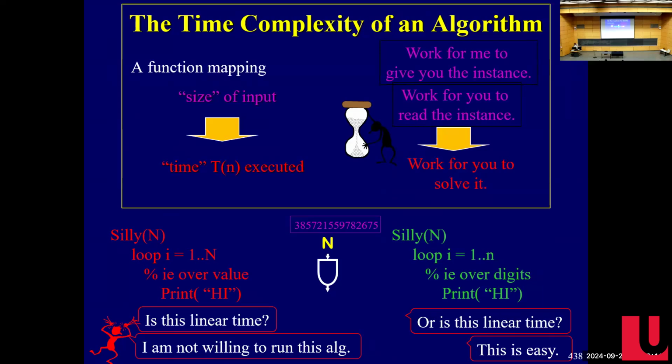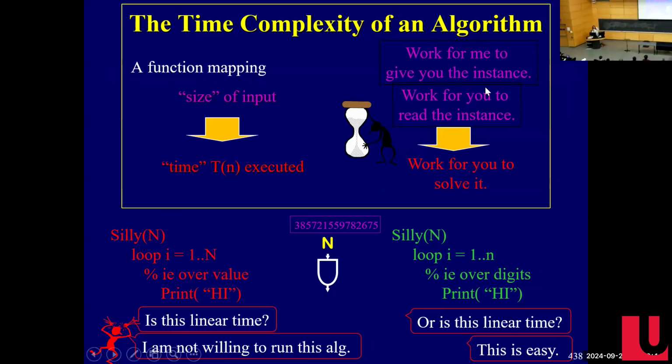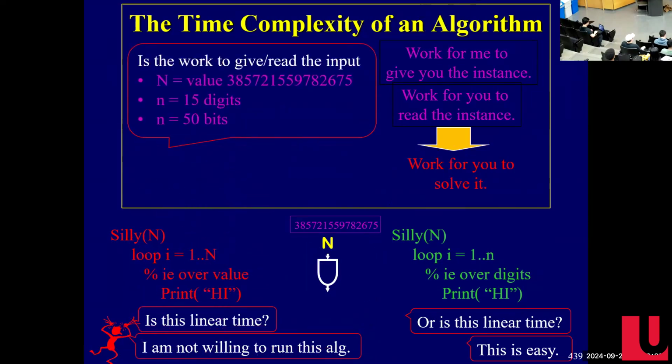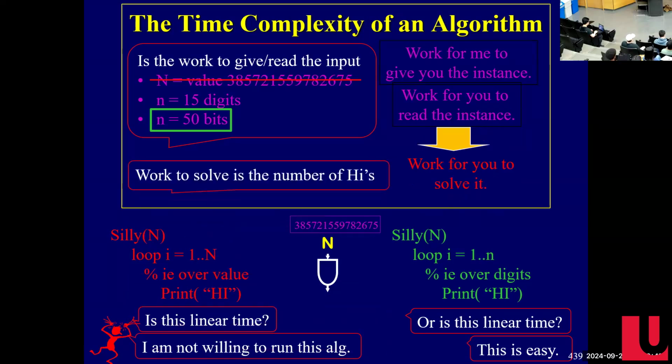As I've said, we want to focus on how much work is it for me to give you the input versus how much work is it for you to solve the problem. Does it take me work corresponding to the value to give you the input? No, I'm not counting out beans here, right? I'm giving you bits or digits. So the work for me is the number of digits in the number, right? Versus what's the work for you? Well, we're going to charge you for every time you say hi, right?